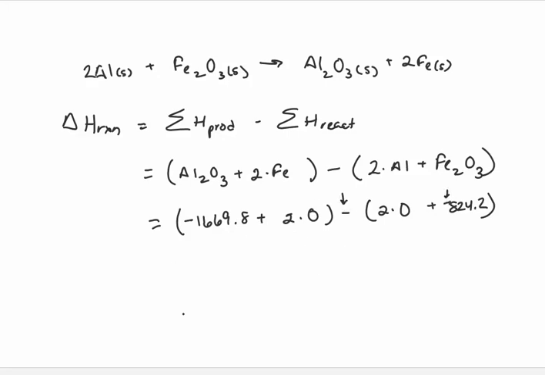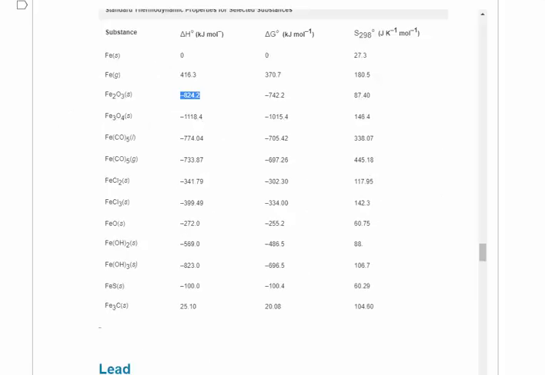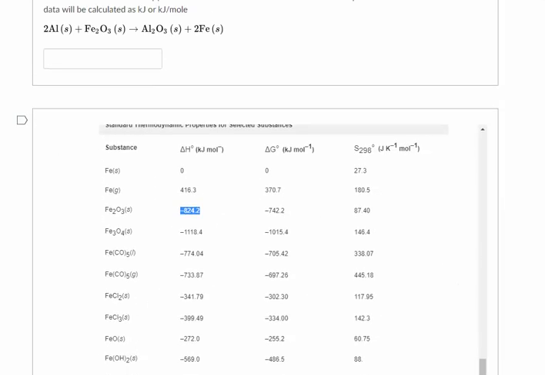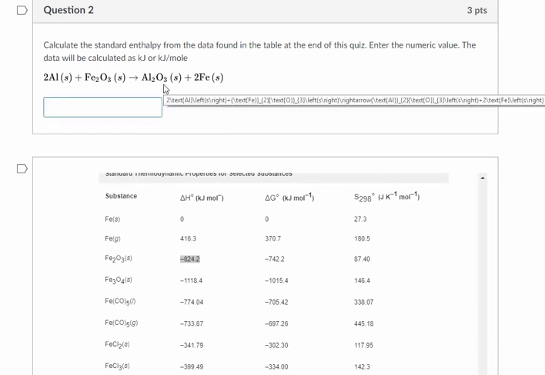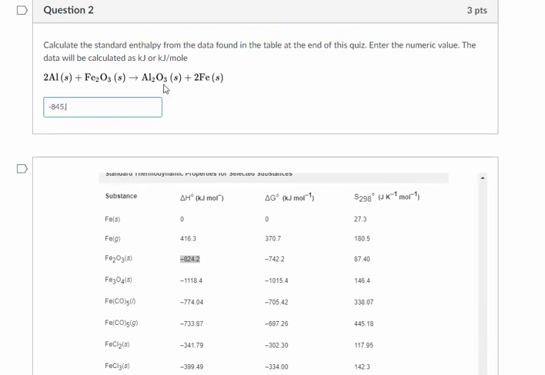Now let your calculator do the work if you get confused with subtracting a negative. But what you should end up with is a negative 845.6, and this is kilojoules per mole. So coming back over to my quiz or my homework, I would type negative 845.6, leave the units off.